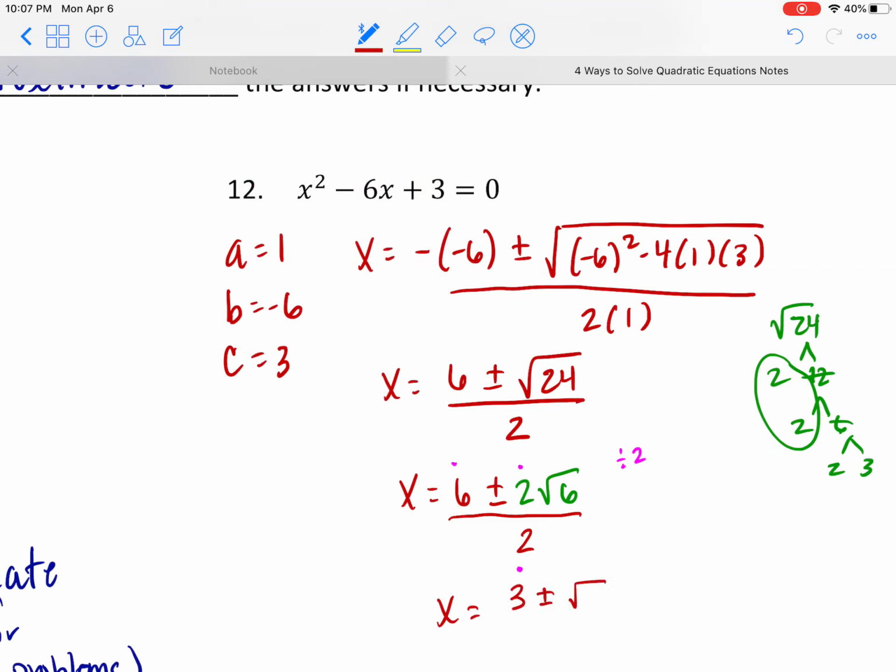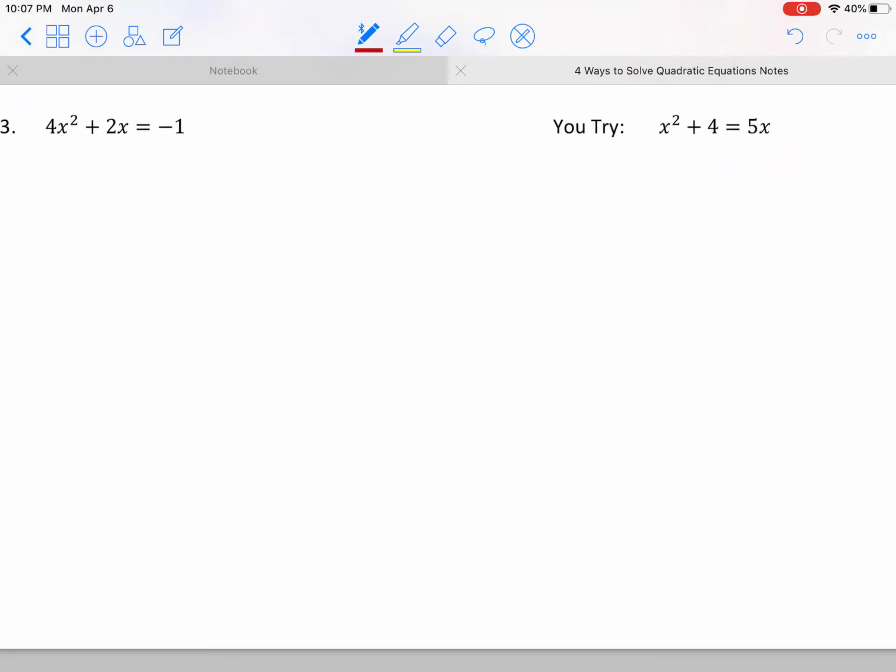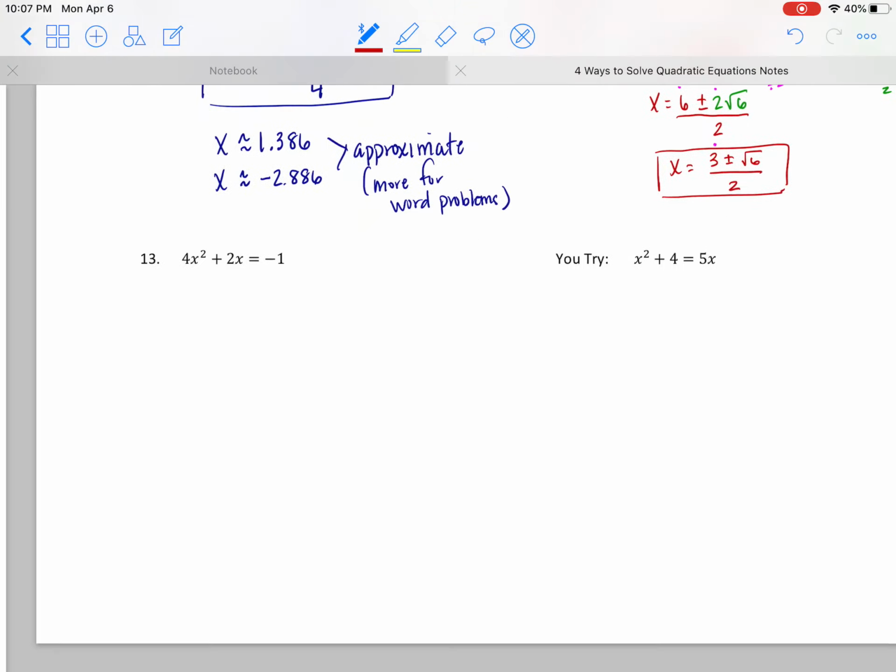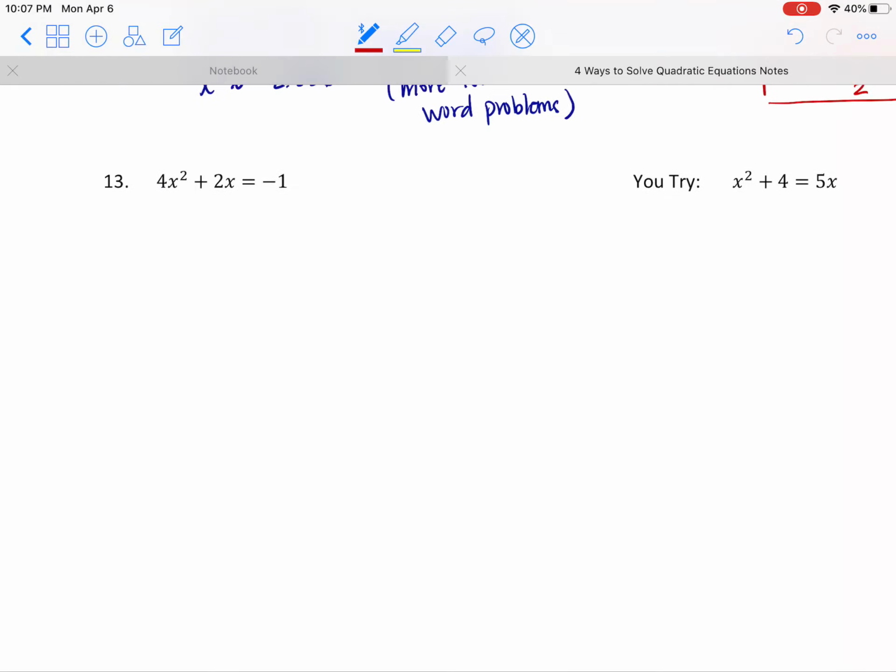Now this fraction is reducible because the 6 and the 2 and the 2 can all be divided by 2. So that's going to make our final exact answers. If I divide by 2, we're going to end up with 3 plus or minus 1 radical 6 over 2. And those would be our 2 exact answers: 3 plus radical 6 over 2, 3 minus radical 6 over 2. Okay? All right. Feel free at any point to pause and try.